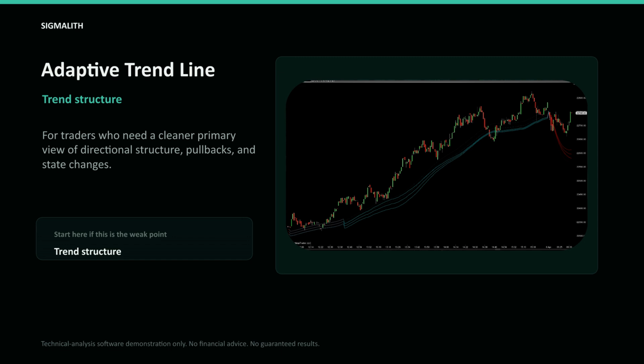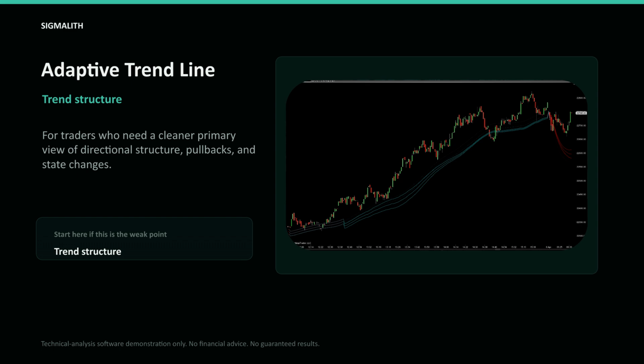Consider starting with adaptive trendline if your biggest issue is directional structure. Many traders already use moving averages, trend lines, or price structure rules. The problem is that generic trend filters can lag too much, flip too often, or fail to separate real structure from noise. Adaptive trendline is designed as the trend structure layer in the Sigmalith workflow.